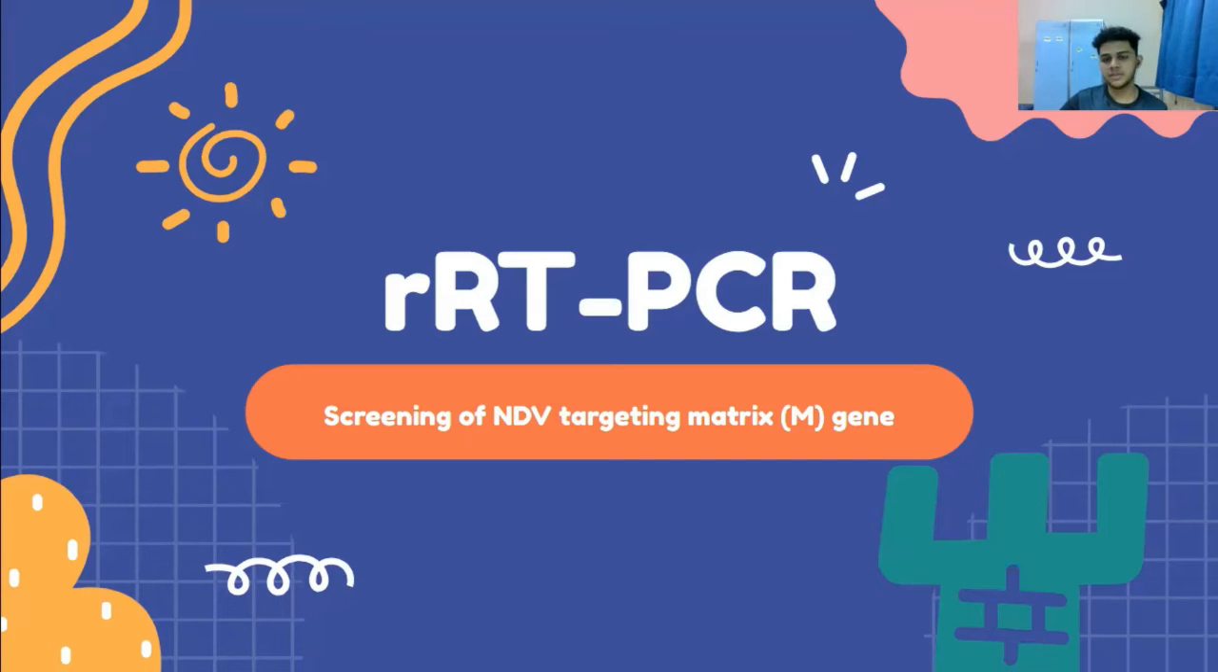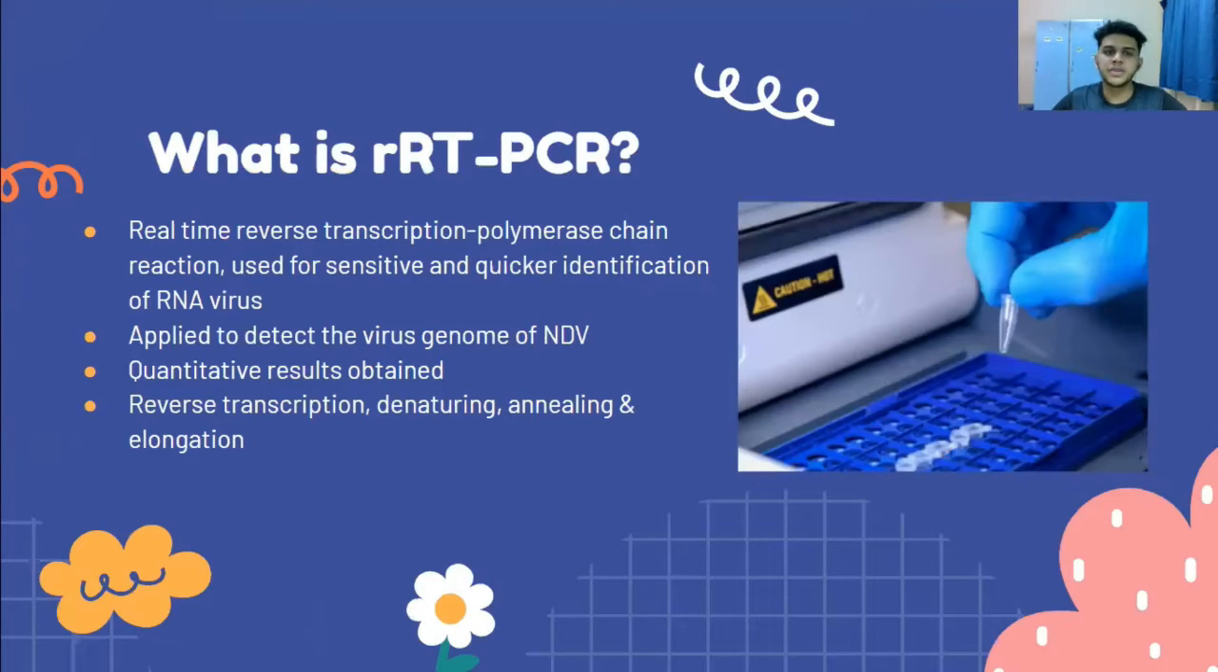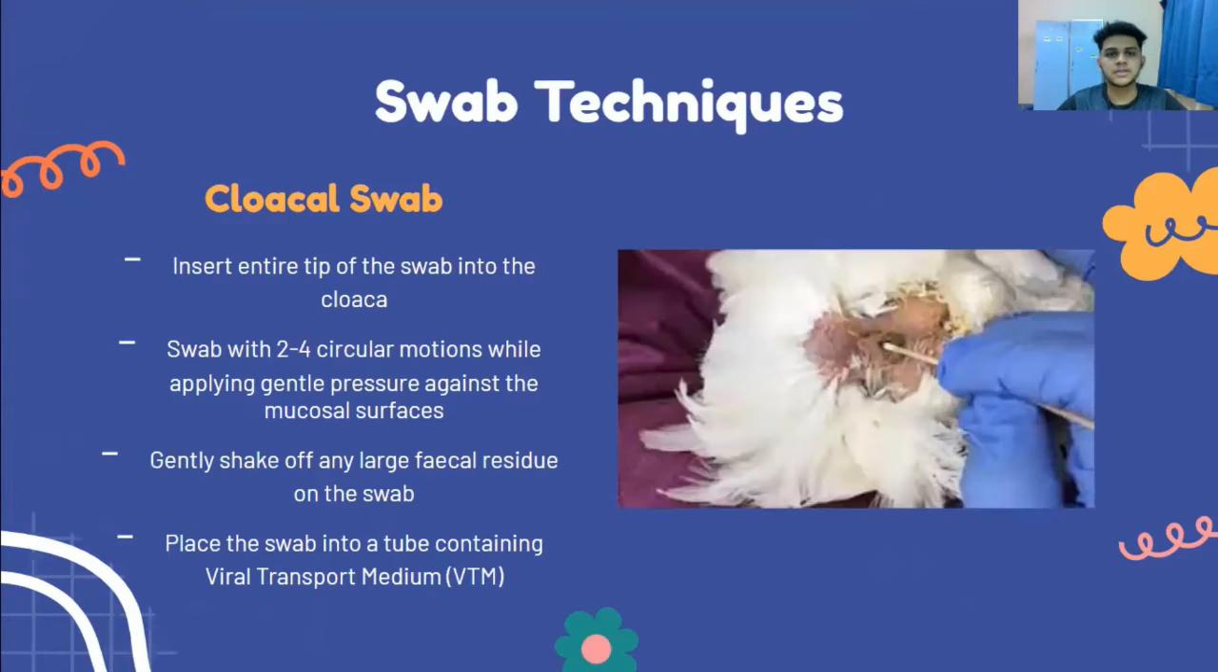Next, let's talk about RT-PCR, which is a direct method. Real-time reverse transcription polymerase chain reaction is used for sensitive and quicker identification of RNA virus, which is applied to detect the virus genome of NDV. From this, we can obtain quantitative results.